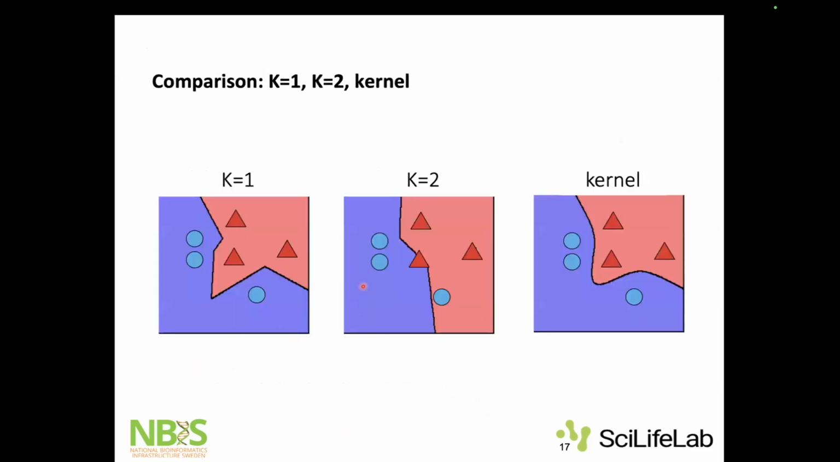Just to show how it does this in a cartoon way: if you have k equal to 1, you get these boundaries. If you have k equal to 2, for some of the points it can't really decide because the point is close to 2 points, one blue and one red, for example. So you get somewhat confusing boundaries. But the kernel solves this by making the boundary smooth.